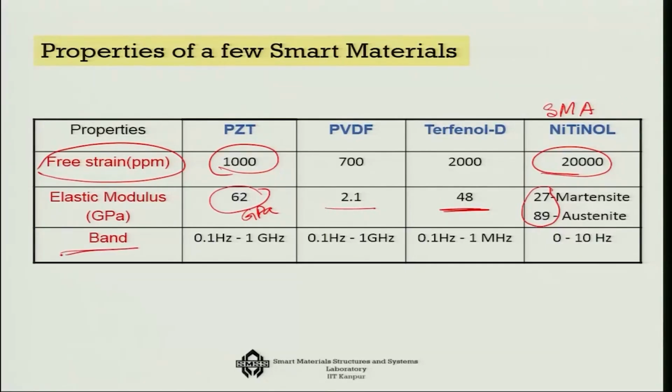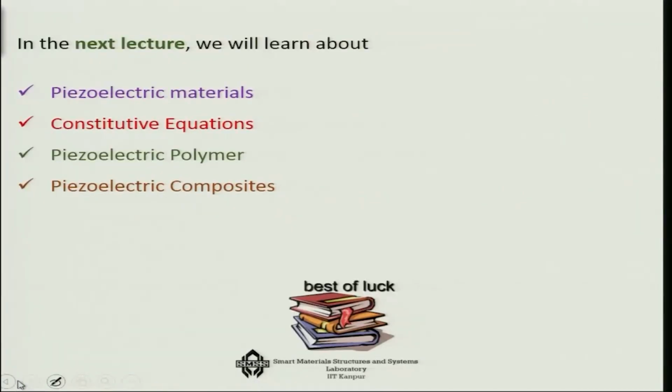Bandwidth is another interesting thing, that means how fast the material can react. Piezoelectrics range from 0.1 Hz to 1 gigahertz, same for PVDF, a little less for Terfenol-D, which means they are all very fast, but the 20,000 one, the shape memory alloy, is not that fast, it is very slow. That is the only smart material whose response time is quite slow, but the actuation strain is very high. So this is where we will end, and in the next lecture we will talk about materials like piezoelectric materials, their constitutive equations, polymers and composites in much more detail. Thank you.